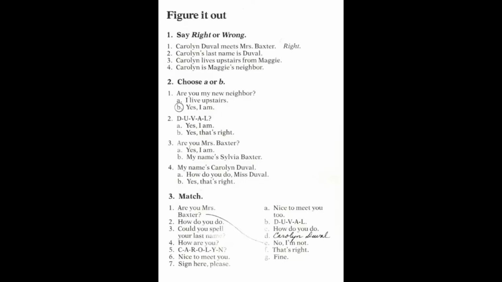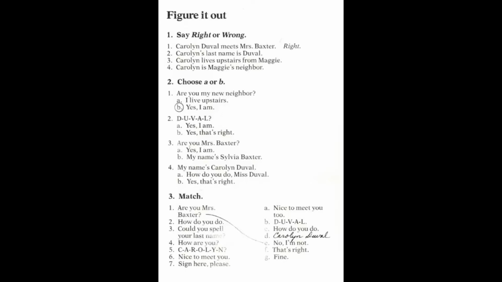Part 4. My name's Carolyn Duvall. 2 answers. How do you do, Miss Duvall? Yes, that's right. So, what do you think? Which one is right? Yes, exactly. How do you do, Miss Duvall? Because she is introducing herself and the other person is saying nice to meet you or how do you do, because we said how do you do is like nice to meet you. So B is wrong here.